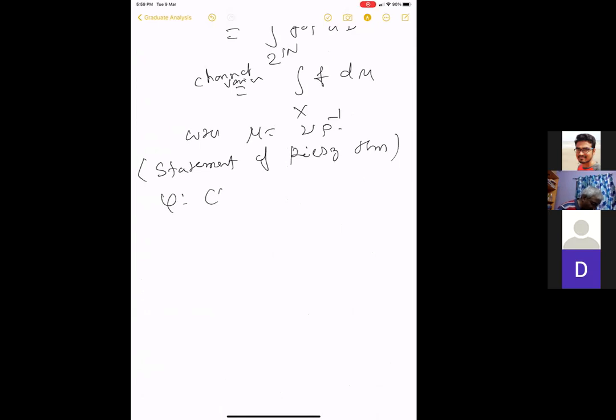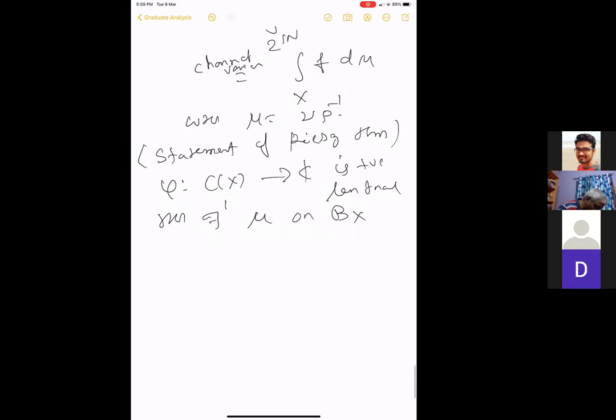Phi from C of x to C is a positive linear functional. Then there exists a unique measure mu on the Borel sigma algebra such that phi of f equals the integral of f d mu over x. Okay, that's the statement.